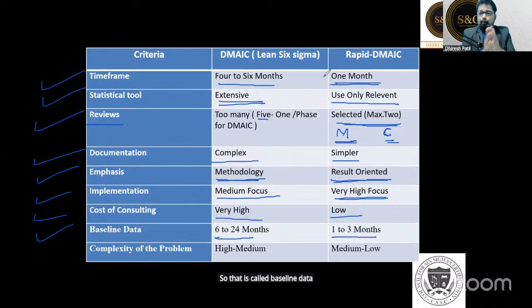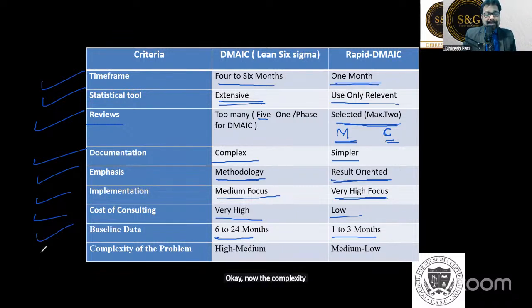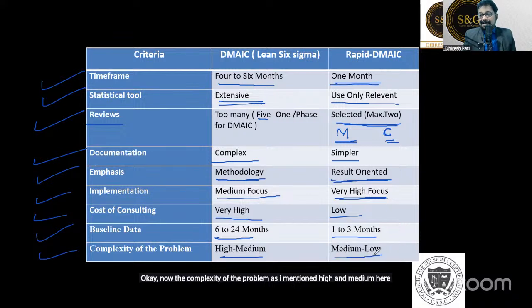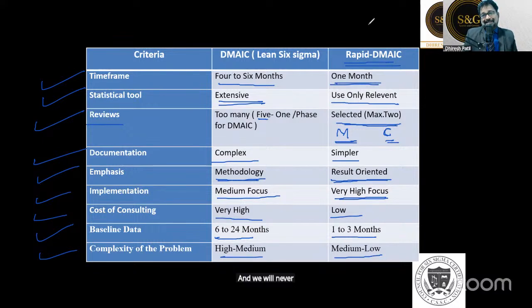So generally here 1 to 3 months of data is good enough for us in rapid DMAIC projects. Now the complexity of the problem: in the traditional approach it is high and medium; here, medium and low. Generally, green belt and yellow belt projects are fit for the rapid DMAIC model, and we will never recommend black belt projects in this model.